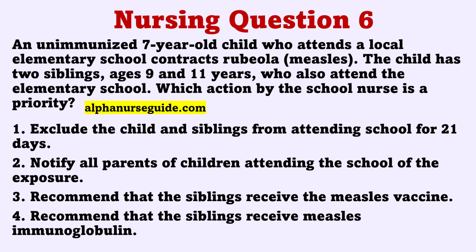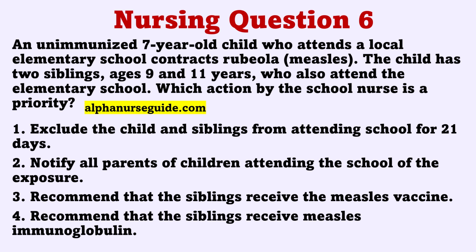1. Exclude the child and siblings from attending school for 21 days. 2. Notify all parents of children attending the school of the exposure. 3. Recommend that the siblings receive the measles vaccine. 4. Recommend that the siblings receive measles immunoglobulin.